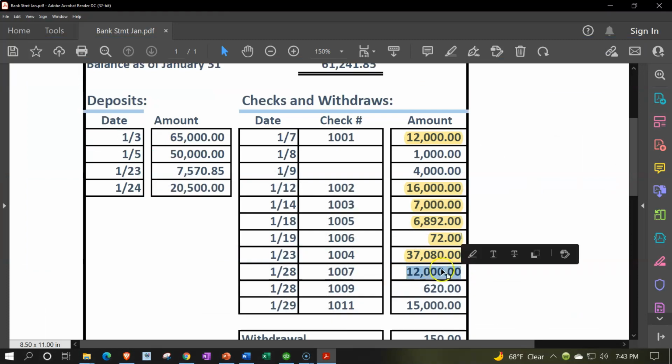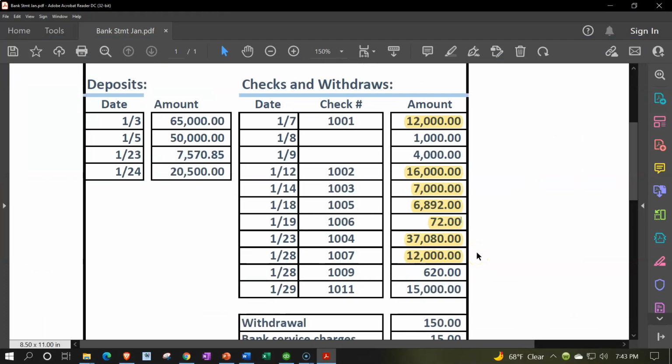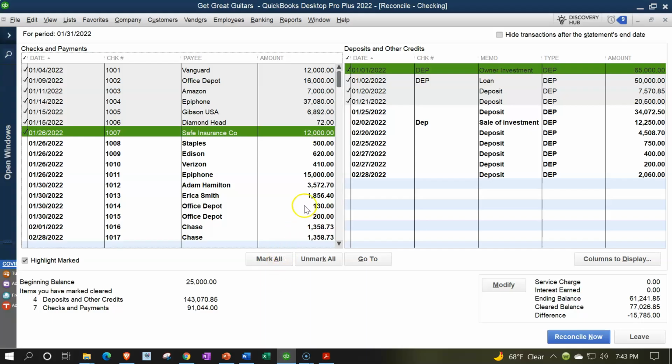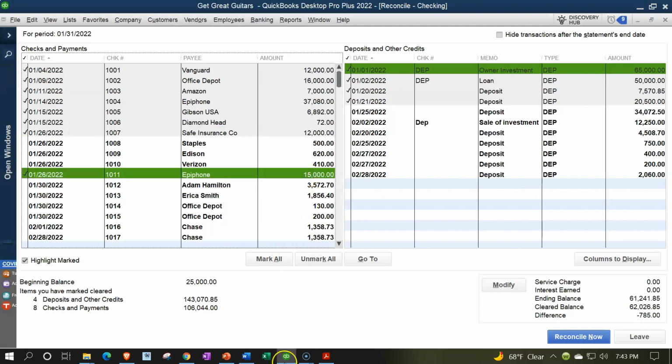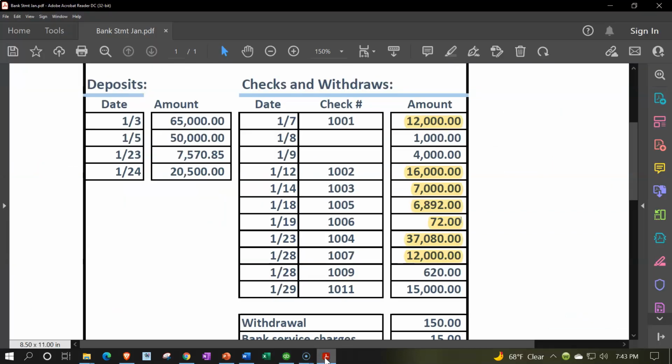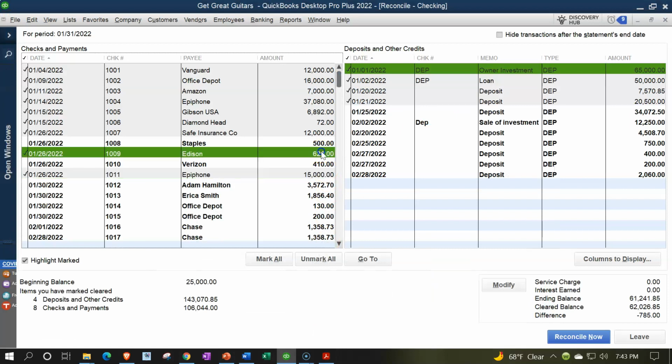And then let's do these two at the same time. We're going to get fancy here, try to memorize both of them. 620 and 15,000, we're going to check them off at the same time. 15,000, I forgot the other one. I failed. And the 620, there it is. Edison and the 110. So we've got all of those.